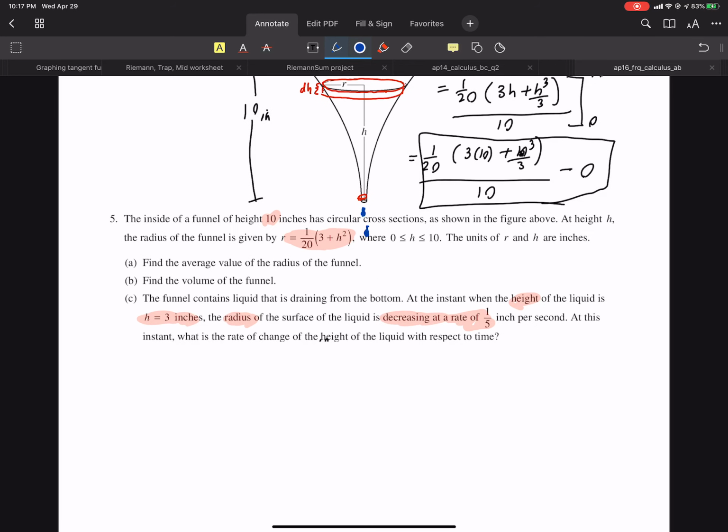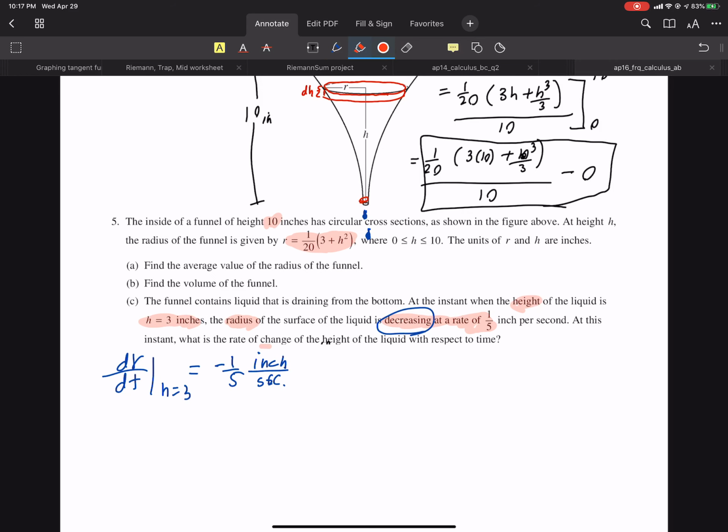So it tells me the radius is changing, dr, as time changes, when h is 3, it's negative. It's decreasing. If something's decreasing, the derivative is negative. And that's inch per second. So that's given. At this instant, they want the rate of change of the height. That is how fast h changes as time changes at that instant when h is 3.